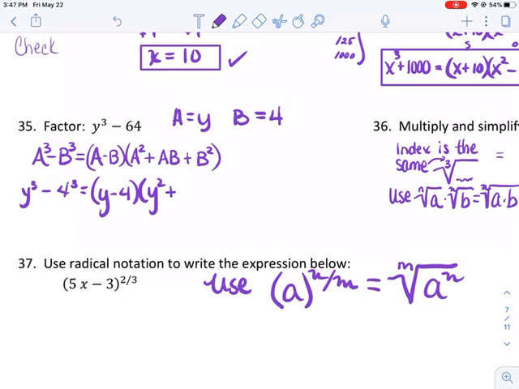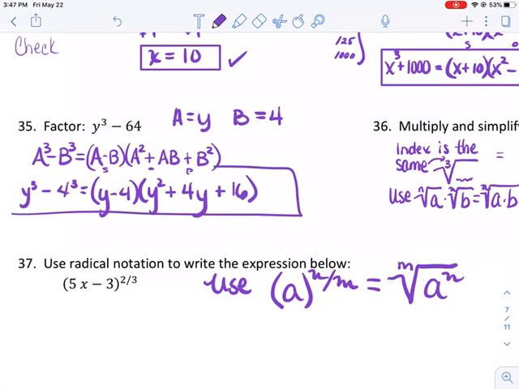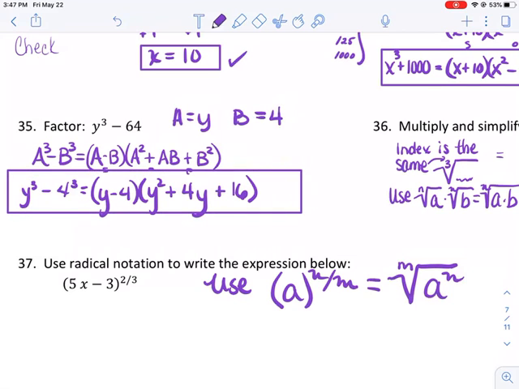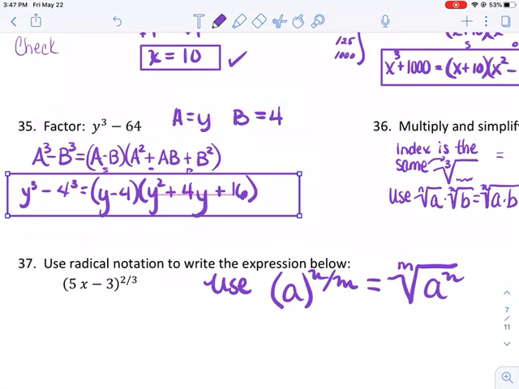Here's your SOP method. Here's the same, opposite, and this one's always plus. So plus 4 times y, and then you have plus 4 squared. We'll just write that as 16. And so here is your factored form. Kind of cool, right? So again, this will be a formula that you have on your formula sheet that I'll be sending to you. All right, so the difference of 2 cubes.